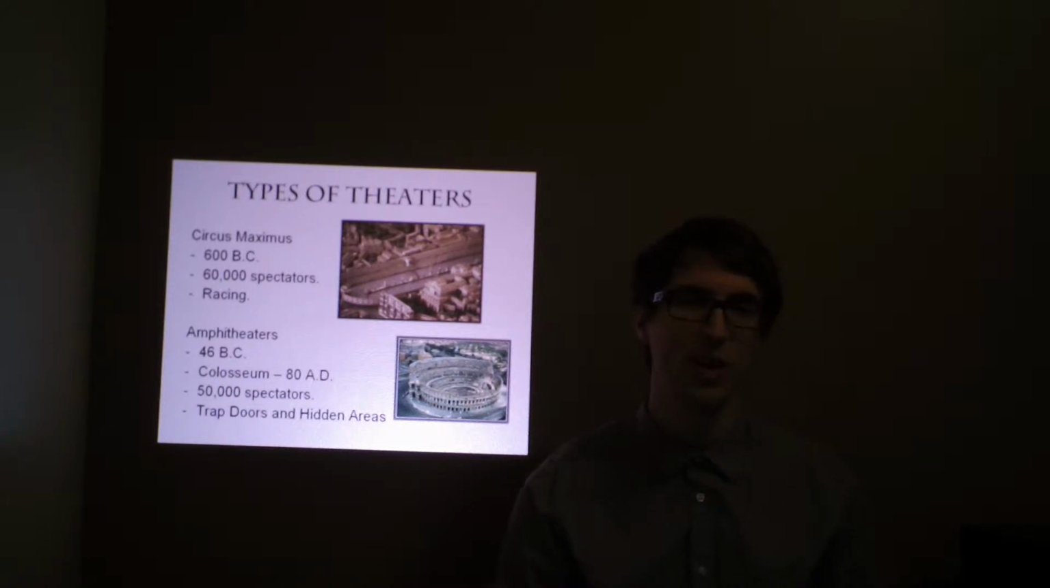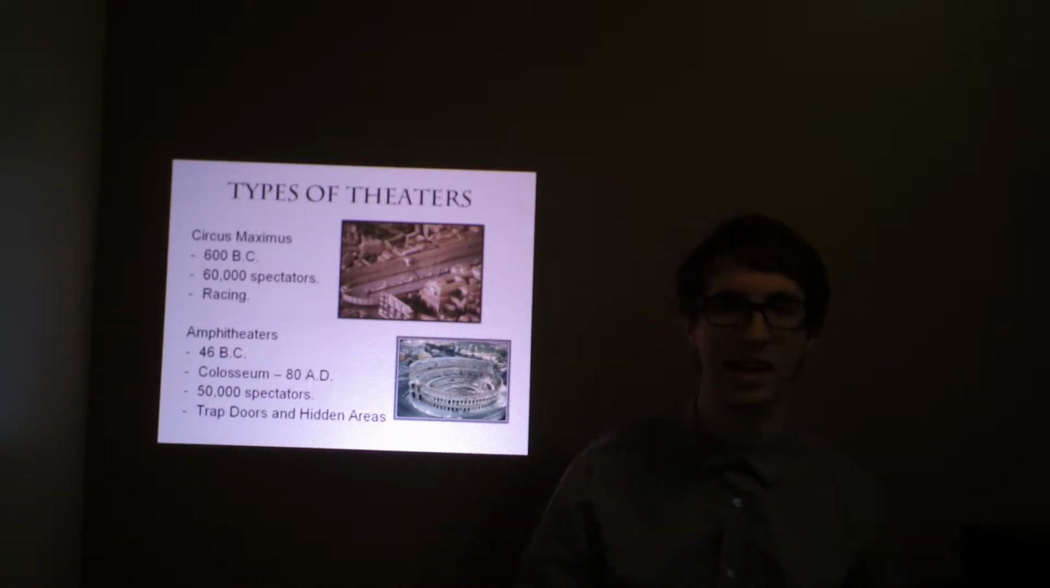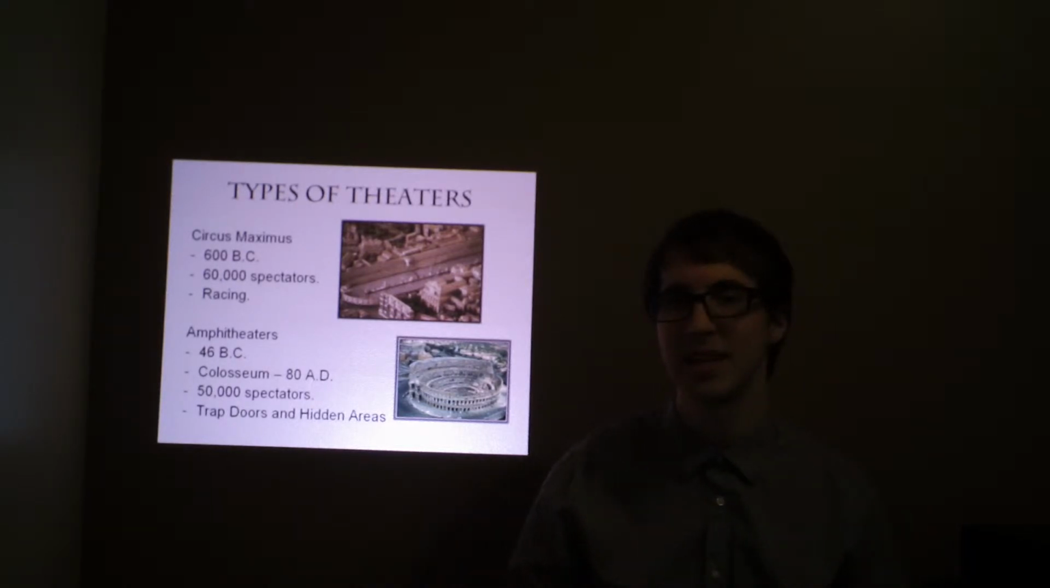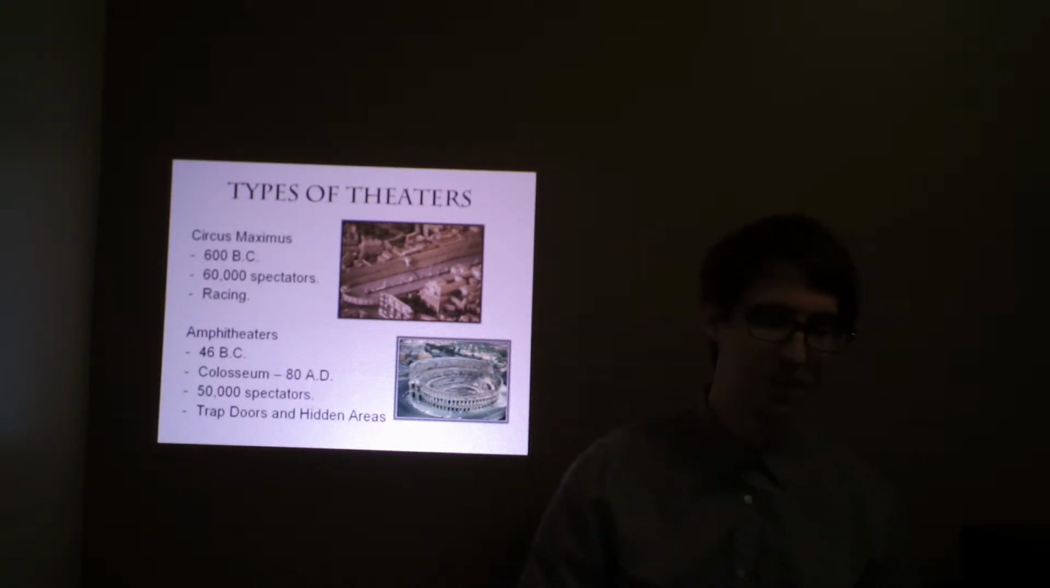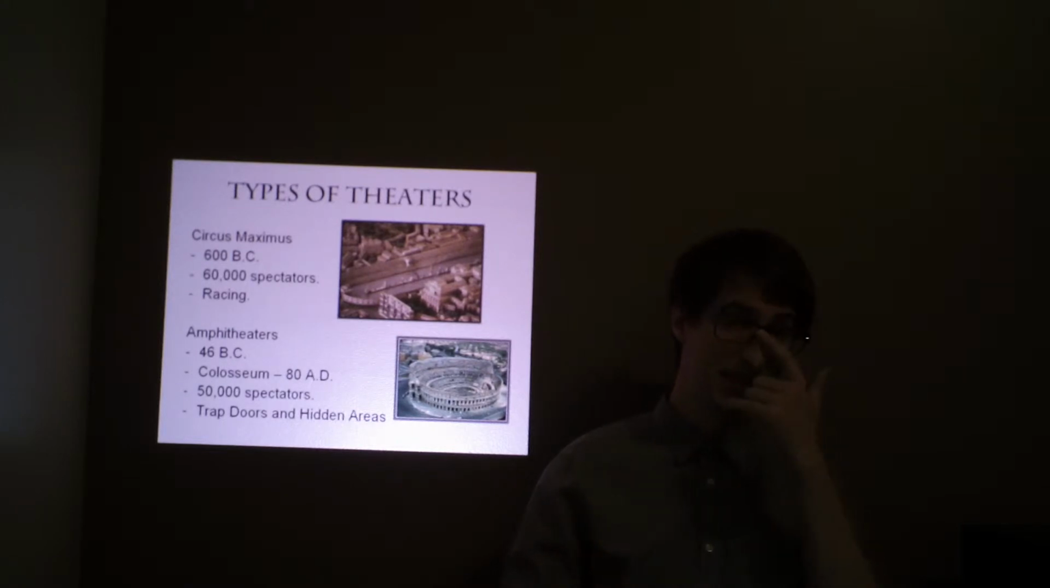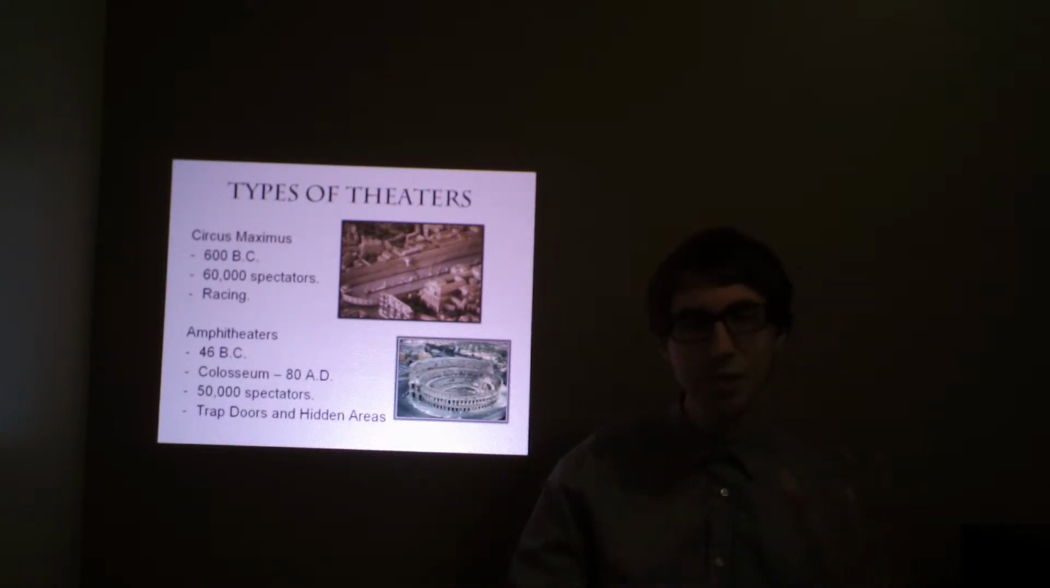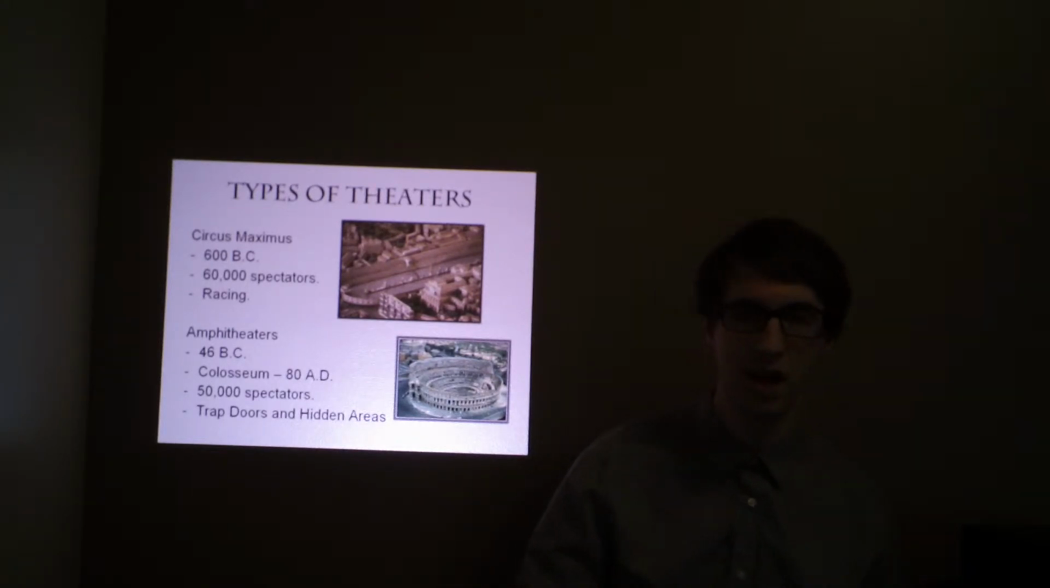The Circus Maximus, which is one of the most popular theaters next to the Colosseum in Rome, is where they had horse races and chariot races, and they had big fights as well, mainly wrestling and that type of thing, which didn't happen as much there, it was mainly racing. The Circus Maximus was constructed in about 600 BC, and it held about 60,000 spectators, which is roughly the same size as the amphitheater Colosseum.